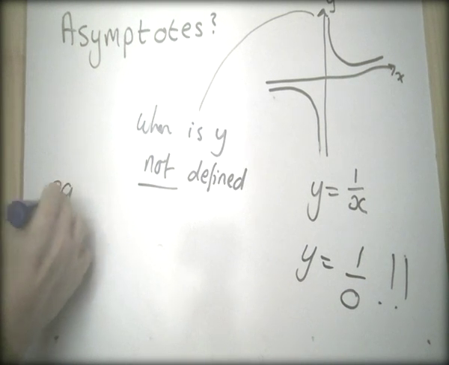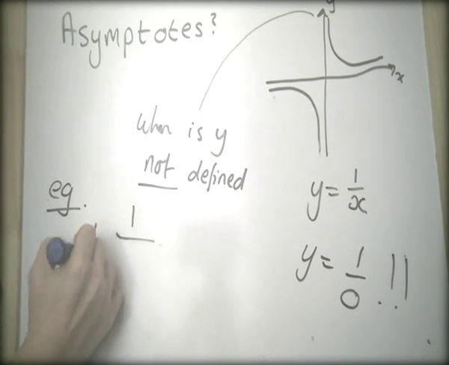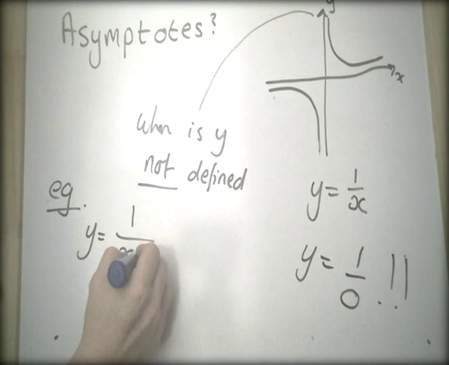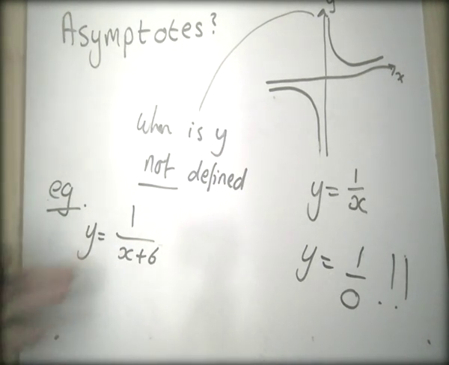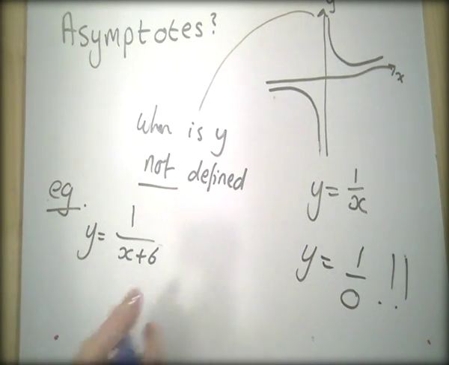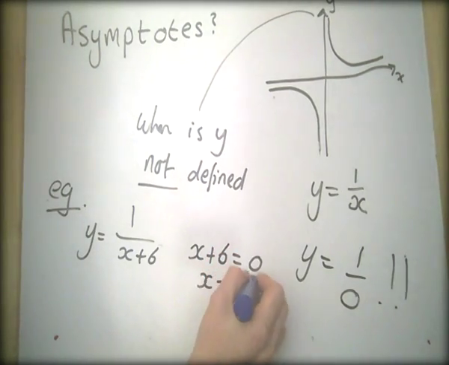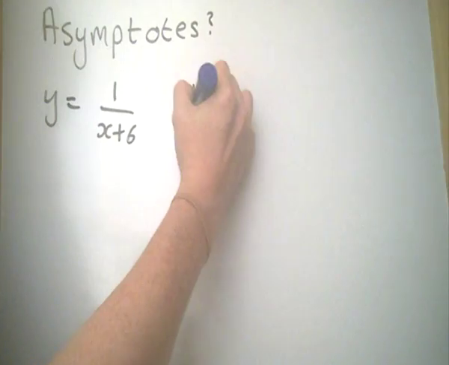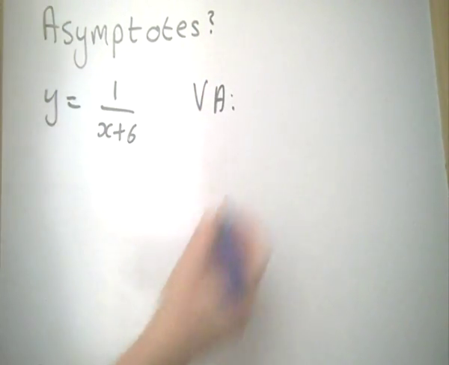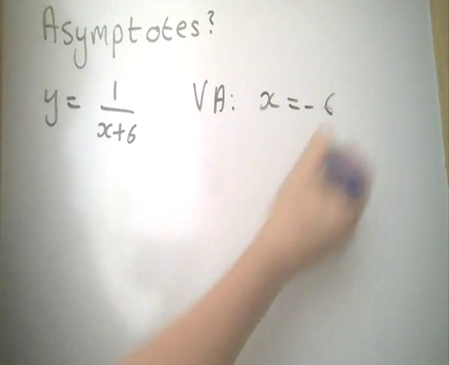So a quick example, if we had this, how would I find the vertical asymptote? Well, we're saying when is y not defined? That means when does my denominator equal 0? And you can see that's when x is minus 6. Okay, so we know that this has a vertical asymptote when x equals minus 6.